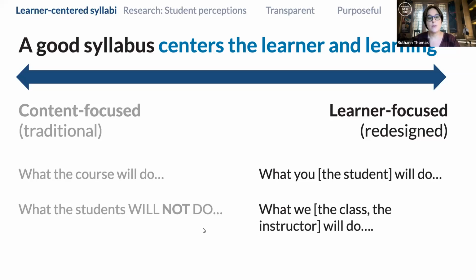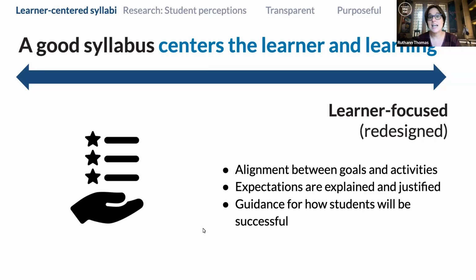The first step to creating a learner-centered syllabus is to intentionally design your course so that the alignment between goals you have for your students, the assignments they do, and the in-class activities are intentional and clearly stated. You clearly explain and justify your expectations for students, and you provide some guidance for how students will be successful.